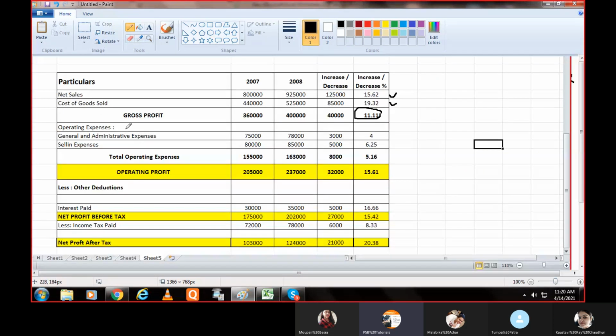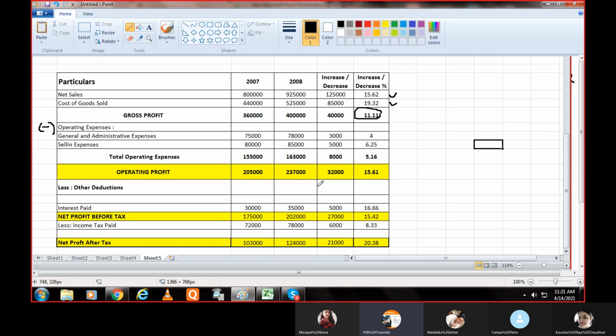Fine. So let us move to the operating expenses. After gross profit, we will consider the operating expenses. So we will deduct the operating expenses from the gross profit, right? So here we have to deduct. The operating expenses we have first is general administrative expenses, which was given in our sum as 75,000. It increased to 78,000 in the year 2008. So total increase is 3,000. So the percentage rise is 4%. General and administrative cost increased from 80,000 to 85,000. So total rise is 6.25. Total operating expenses increased by 5.16%.